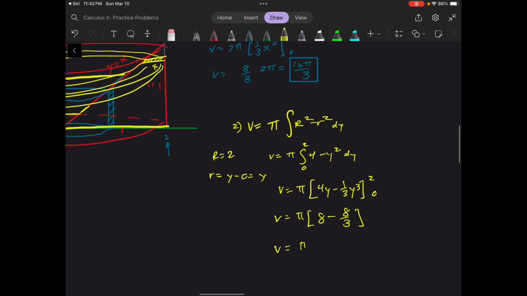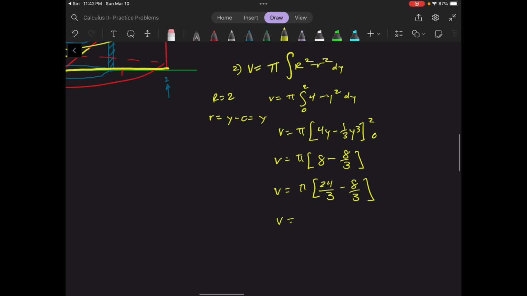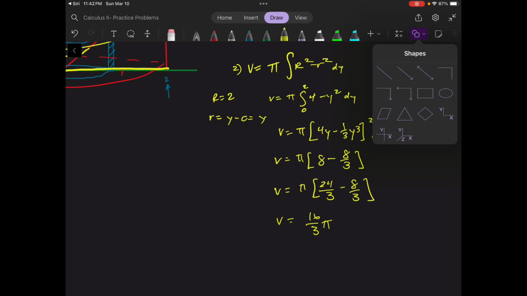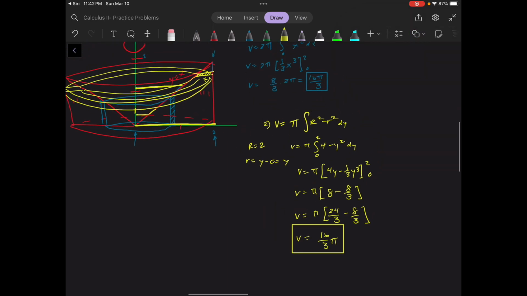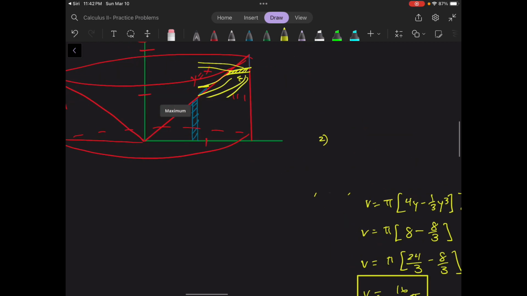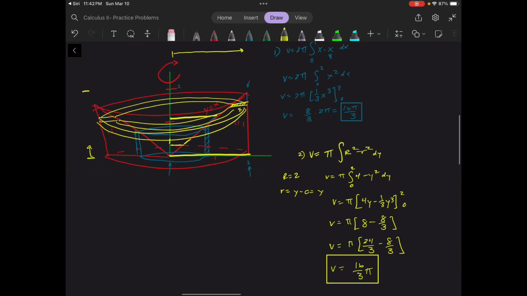Well, 8 is the same thing as 24/3 minus 8/3. So V equals 16/3 pi. So good thing that we got the same answer, right? So you can choose which one you like better. Here's why it will be more beneficial to do one or the other. We'll look at that in the next answer.